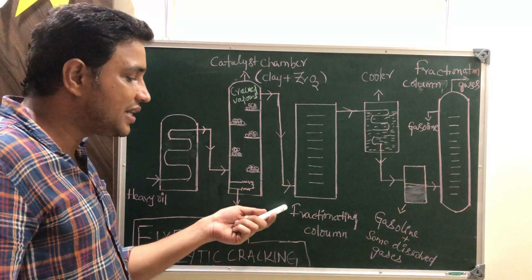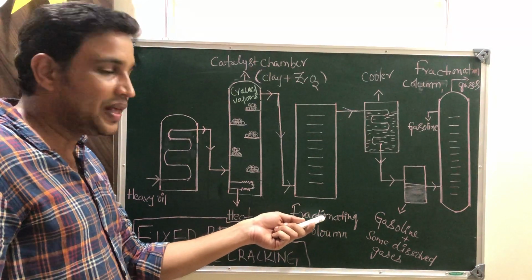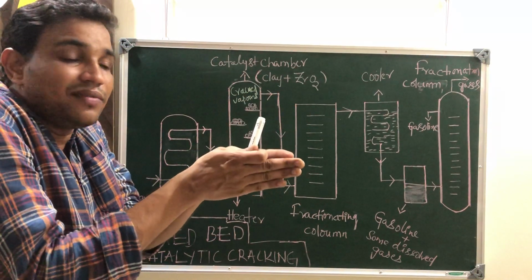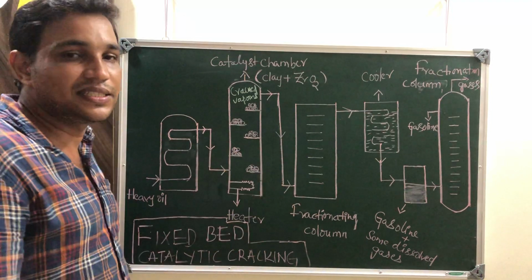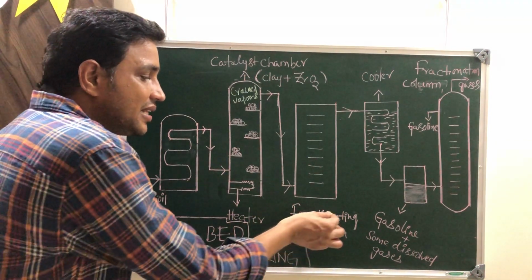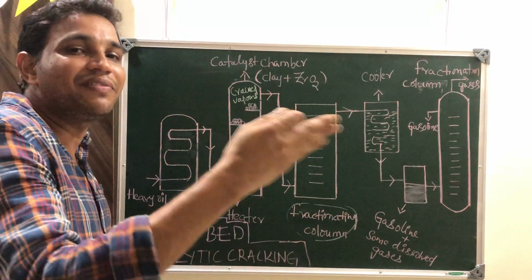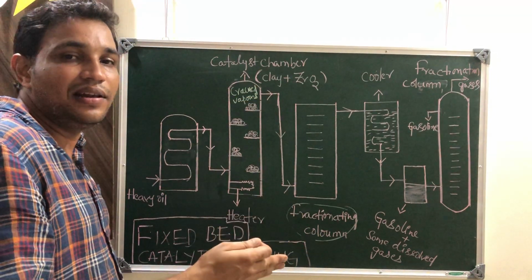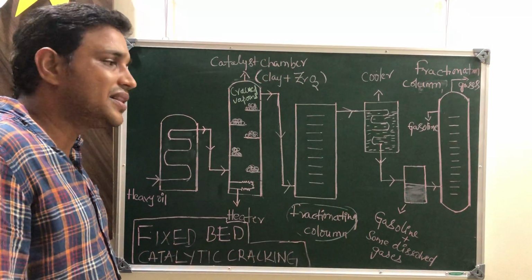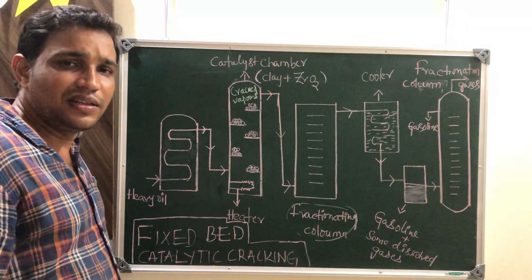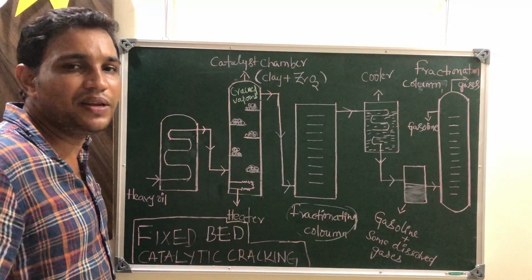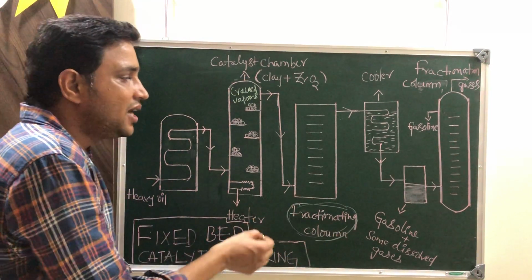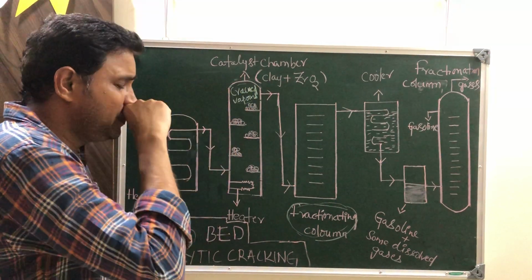When the cracked vapors enter into fractionating column, okay, the cracked vapors will fractionate. The cracked vapor will convert into different fractions. So how they will convert into different fractions? The working principle of fractionating column is to divide that vaporized heavy oil into smaller fractions. The smaller fractions contain gasoline, uncondensed gases, naphtha, so many fractions will be there.